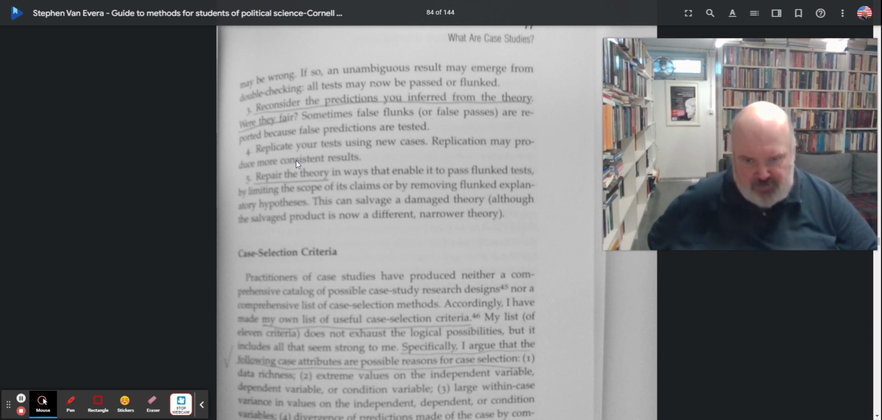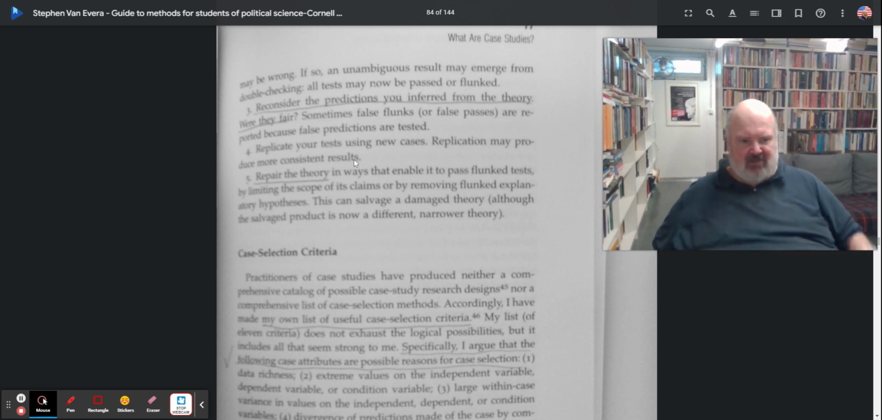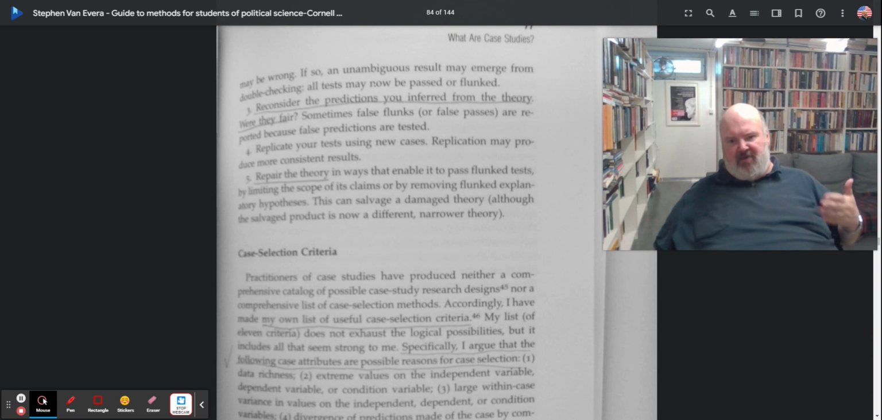Replication may produce more consistent results. In other words, in that sense. Okay.